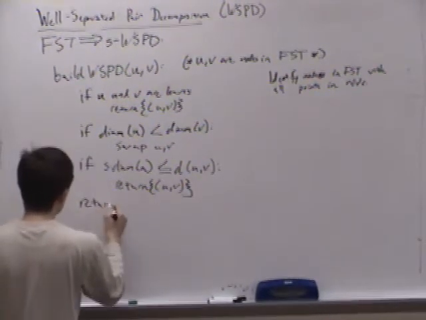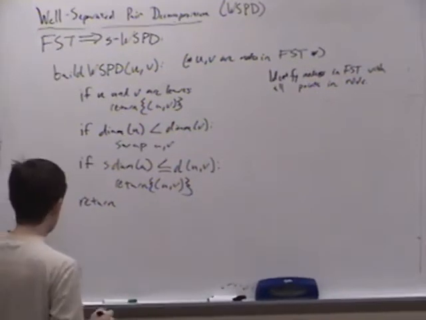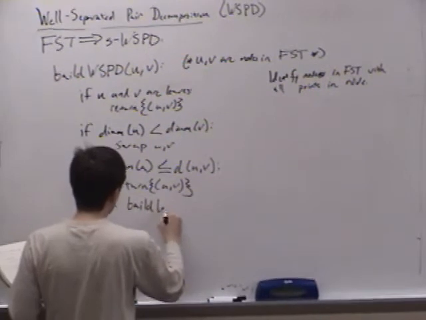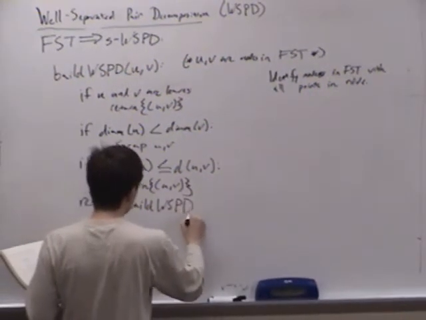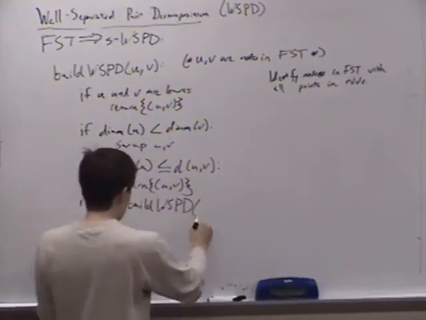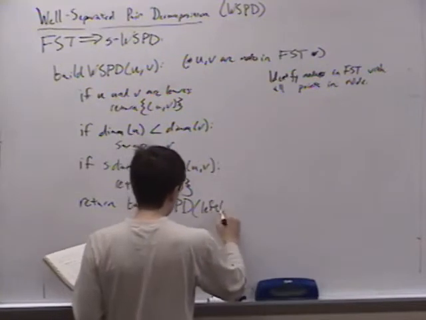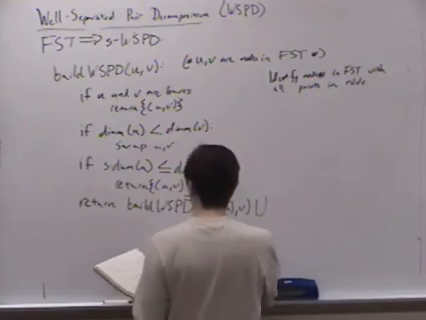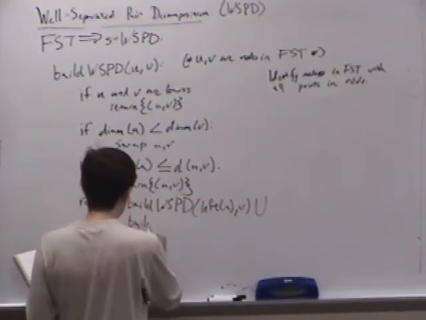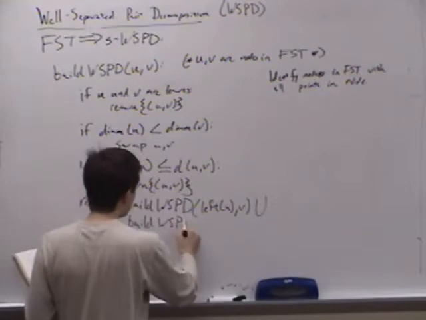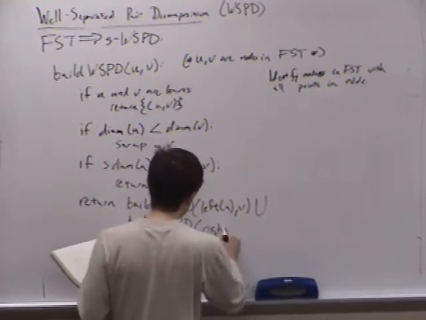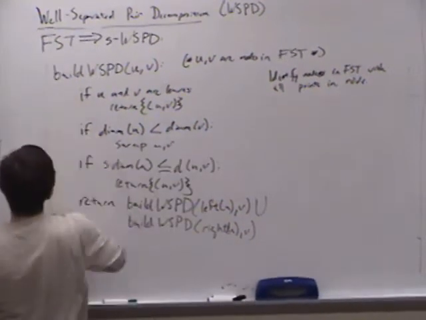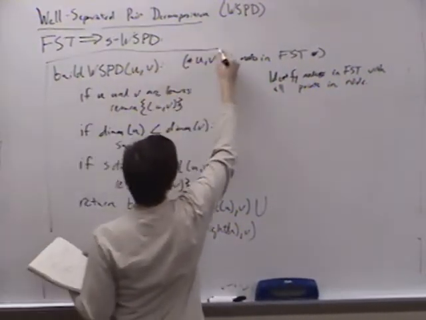Otherwise, and this is the recursive case, we're going to call this function twice. We'll call build WSPD with the left child of U and V, and then unite that with build WSPD with the right child of U. So just recurse. That's the basic algorithm.